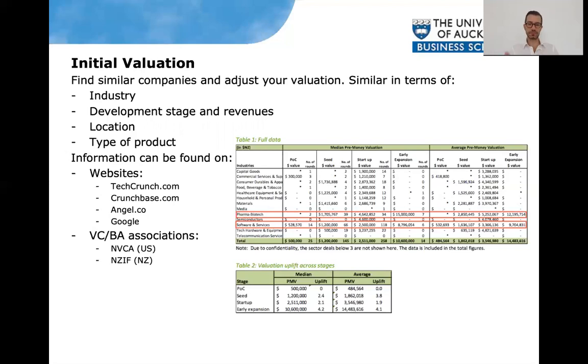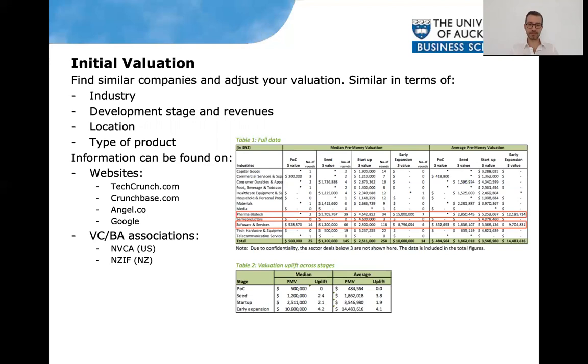And so comparables means companies that are similar to you in a number of ways. For example, they're in the same industry, they have a similar development stage, so they are very young, or maybe 2-3 years old, or maybe older. They have similar revenues compared to yourself, maybe similar location and type of product. Because of course, if you're selling biotechnology products, you cannot compare yourself to a company selling cars. So it needs to be similar.